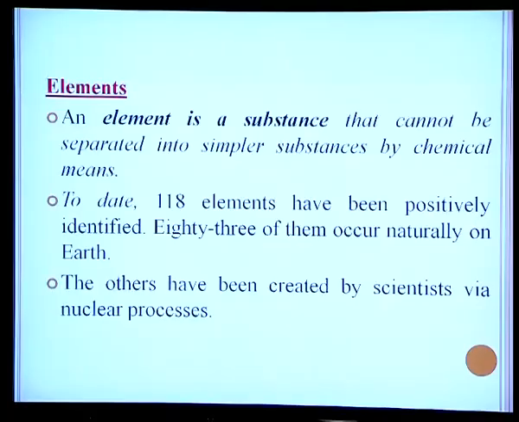Atoms do not have independent existence, but when 2 or more atoms combine together, they form a molecule, which has independent existence. Elements we can define. An element is a substance that cannot be separated into simpler substances by chemical means. To date, 118 elements have been positively identified. 83 of them occur naturally on the earth. The others have been created by scientists via nuclear processes.